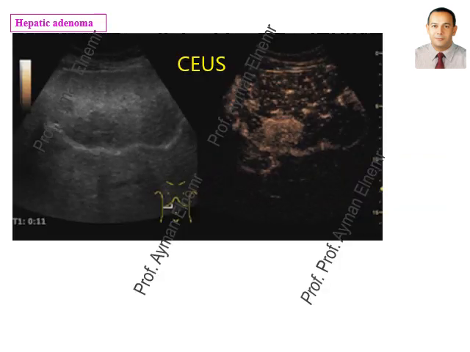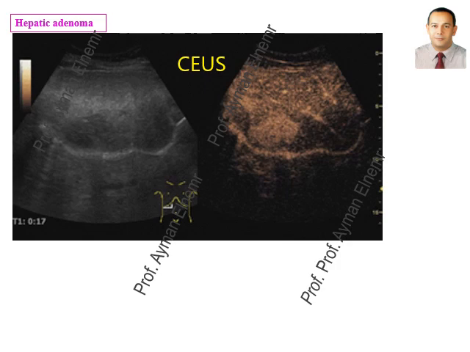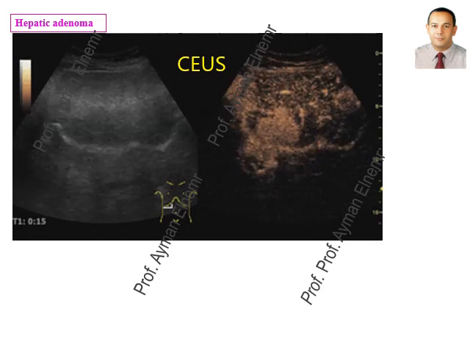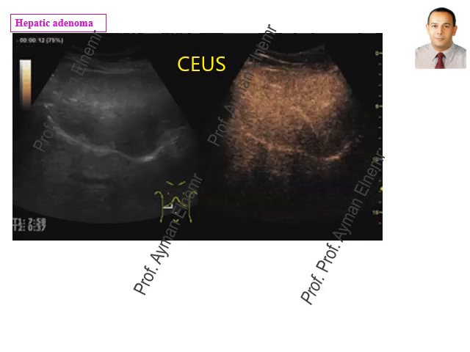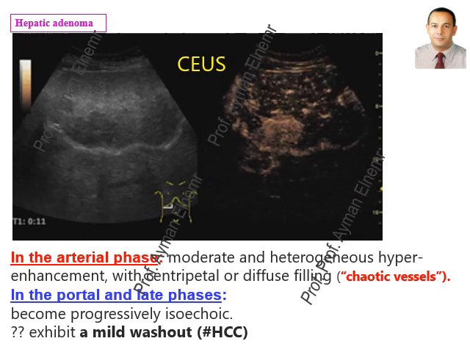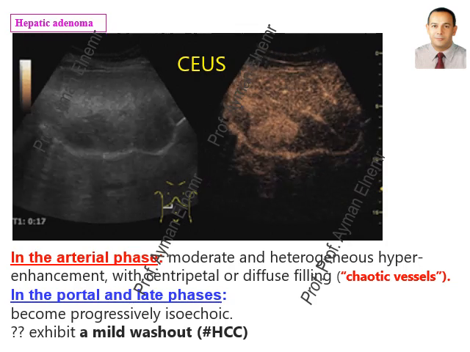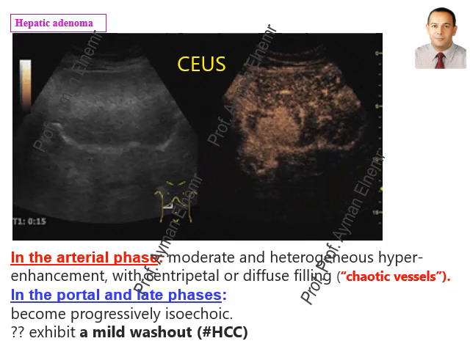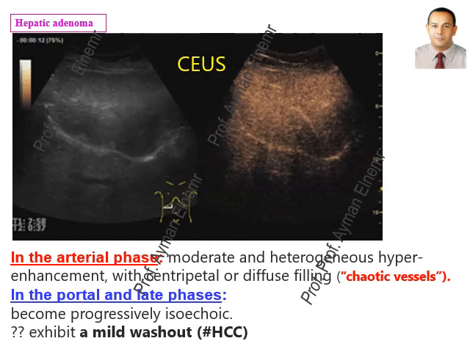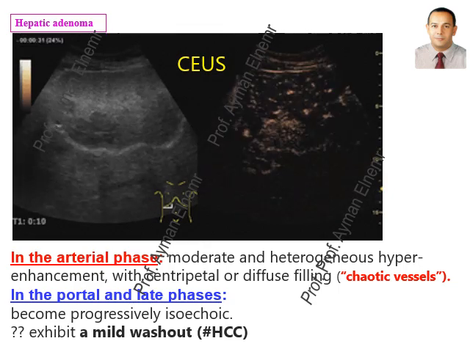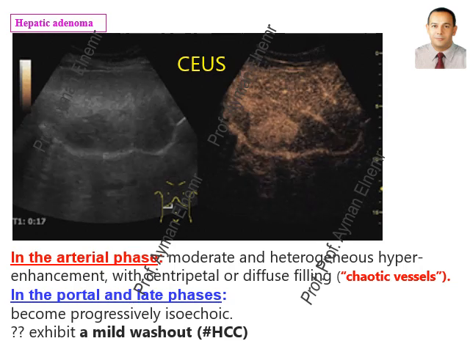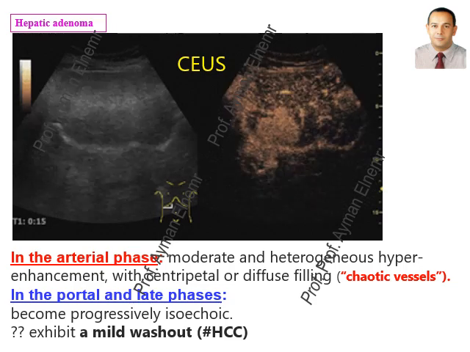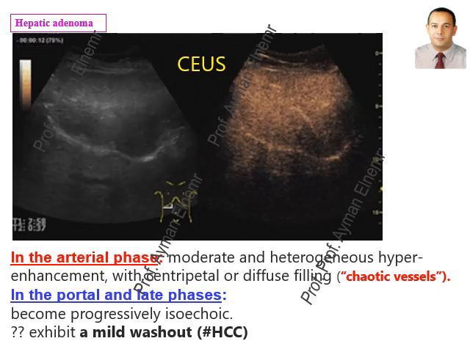By traditional ultrasound examination, the findings are non-specific as adenomas may be hypo-, iso-, or hyperechoic, but are typically heterogeneous. On contrast-enhanced ultrasonography, adenomas usually show moderate and heterogeneous hyperenhancement in the arterial phase with centripetal or diffuse filling, described as chaotic vessels. In the portal and late phases, these lesions tend to become progressively isoechoic. Sometimes they exhibit a mild washout that may cause misinterpretation as malignant tumors.